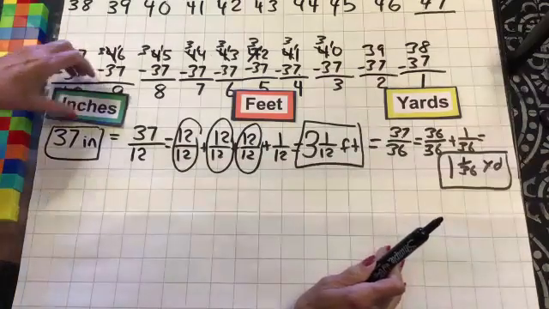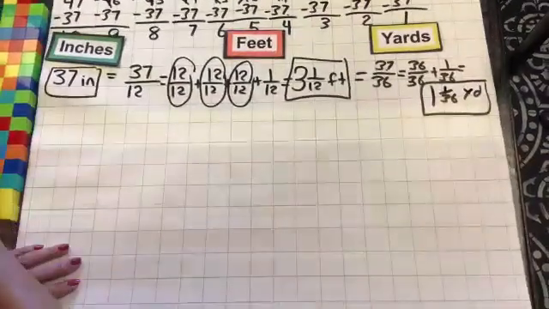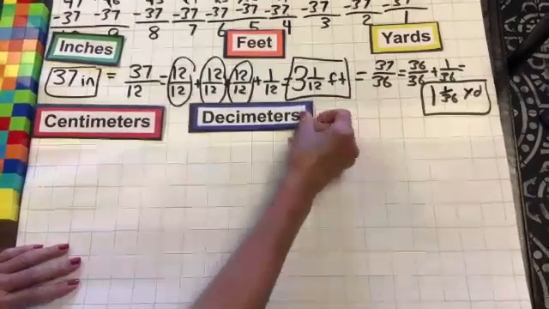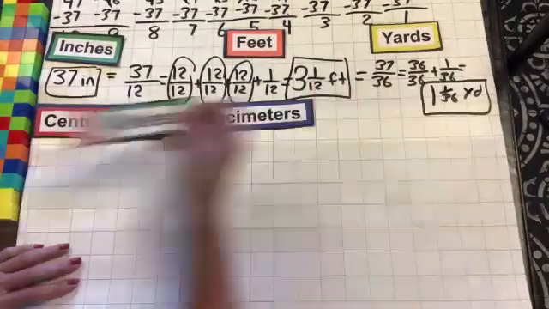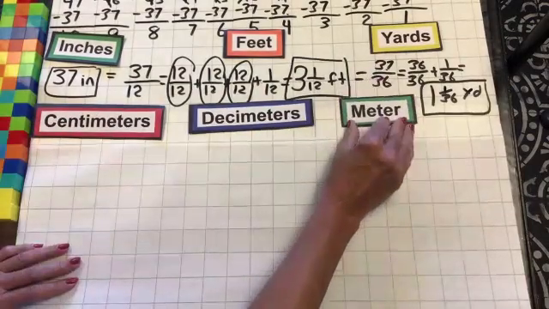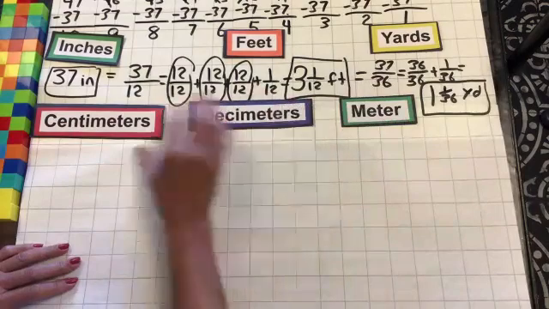Let's move on to our metric linear measurement, centimeters, decimeters, and meters. Oops, they're sticking together on me. Must be the humidity. All right.